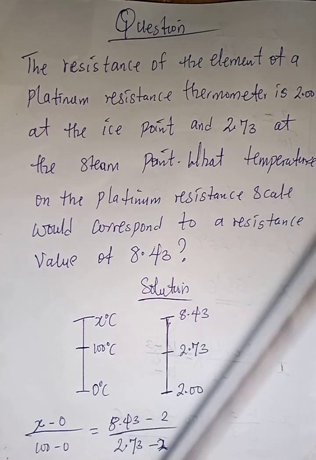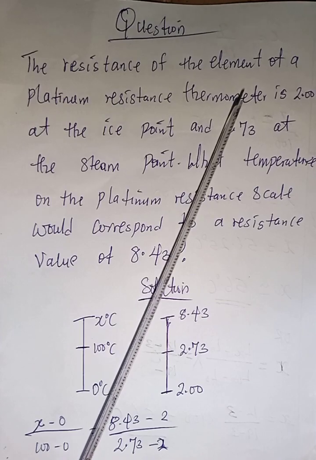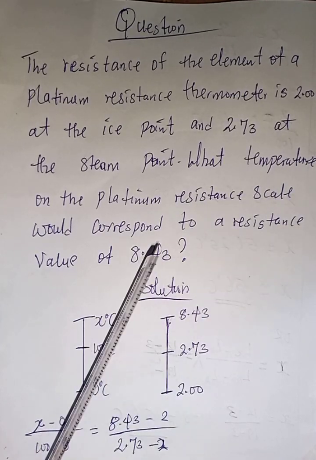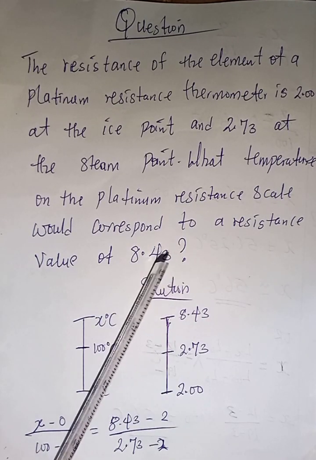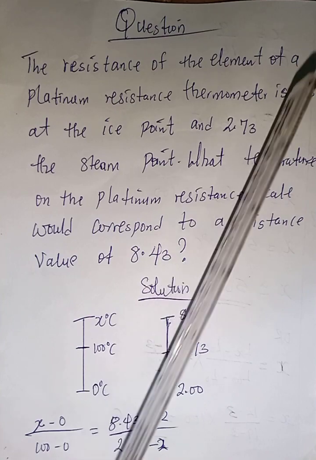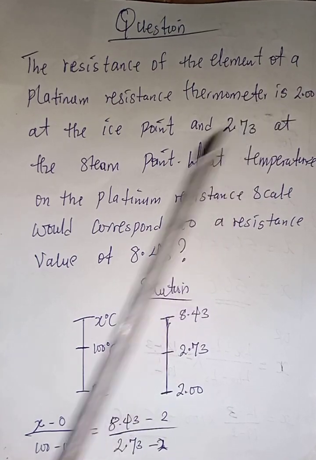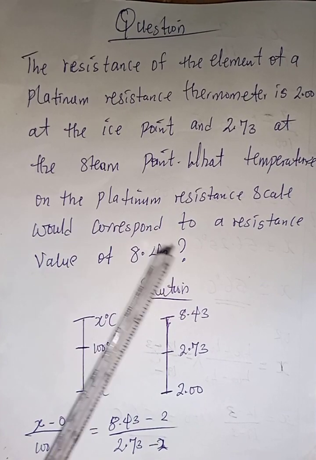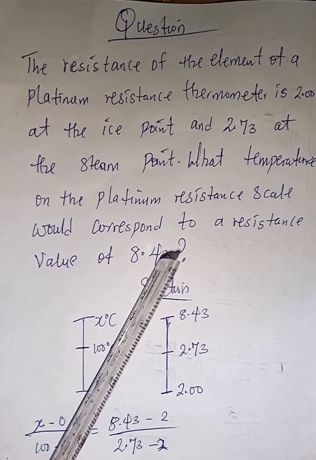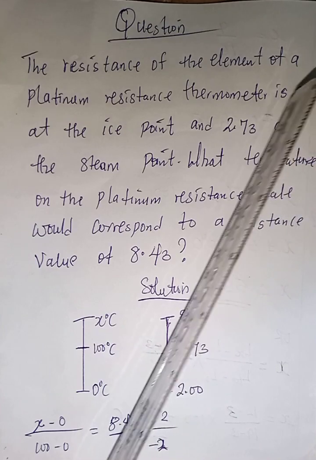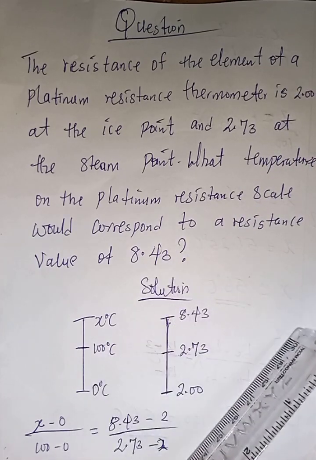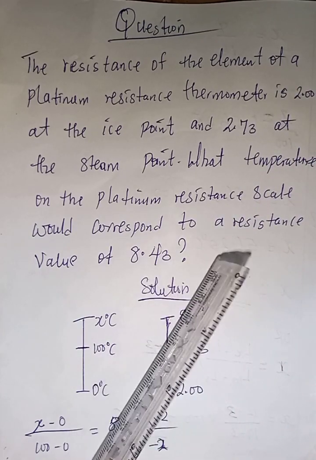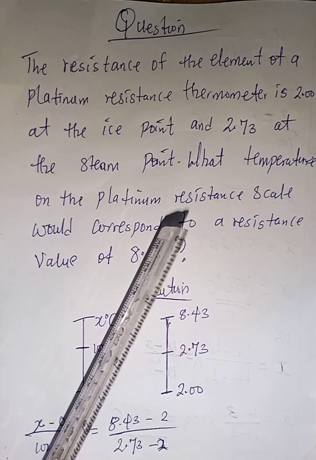Now, this 2.00, 2.73, 8.43 are basically in ohms. This one is 2 ohms, 2.73 ohms, 8.43 ohms, because the unit for resistance is ohms. Now, we want to compare this to the temperature that will be measured if we use the platinum resistance thermometer to measure the temperature.